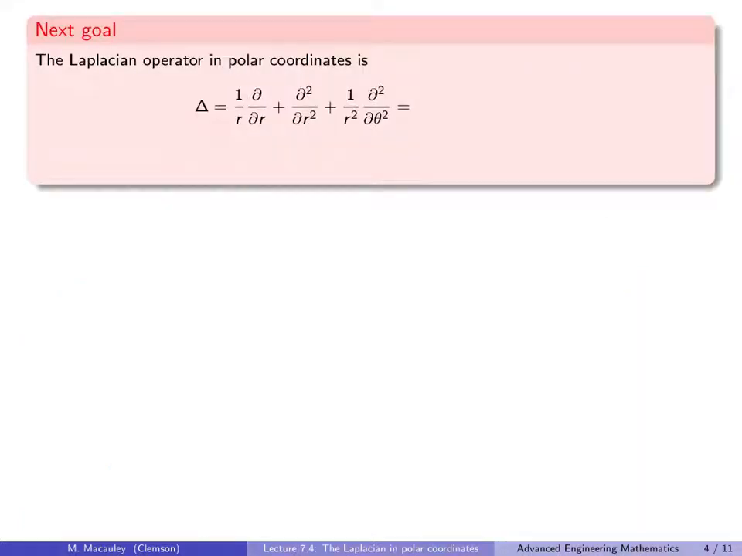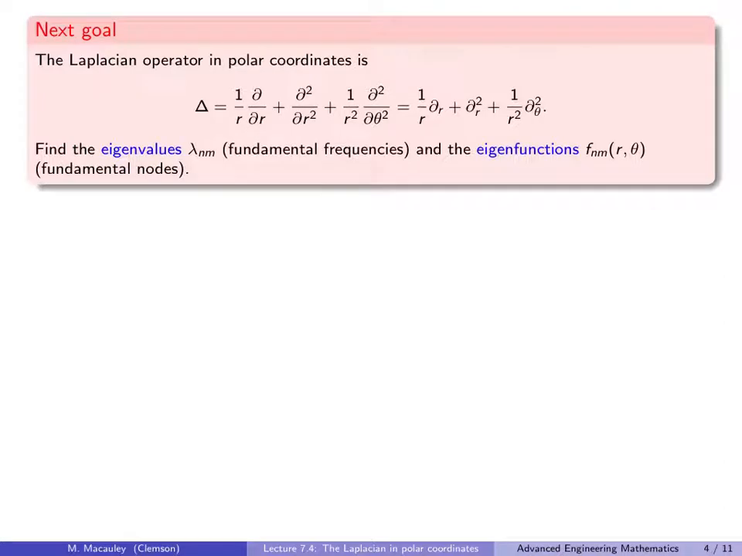Now that we've computed the Laplacian in polar coordinates, and it's given by this formula, or here's the shorthand version of it, our next goal is to find the eigenvalues of the operator, which correspond to the fundamental frequencies, and the eigenfunctions of the operator, which correspond to the fundamental modes. So to do this, we have to solve the Helmholtz equation in polar coordinates. Recall that we did this recently in Cartesian coordinates.